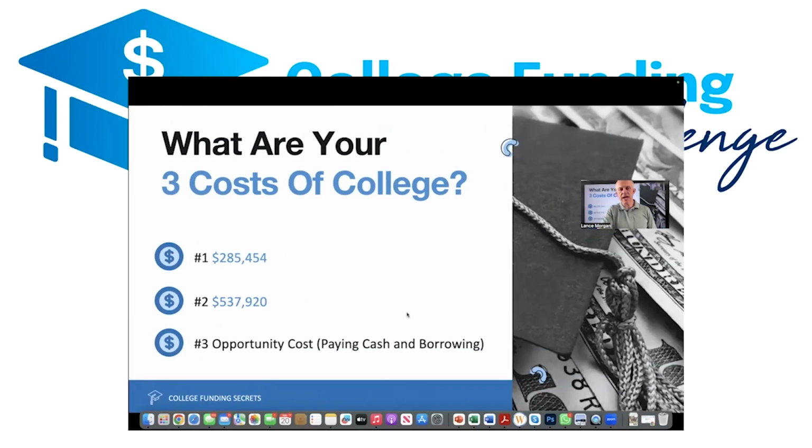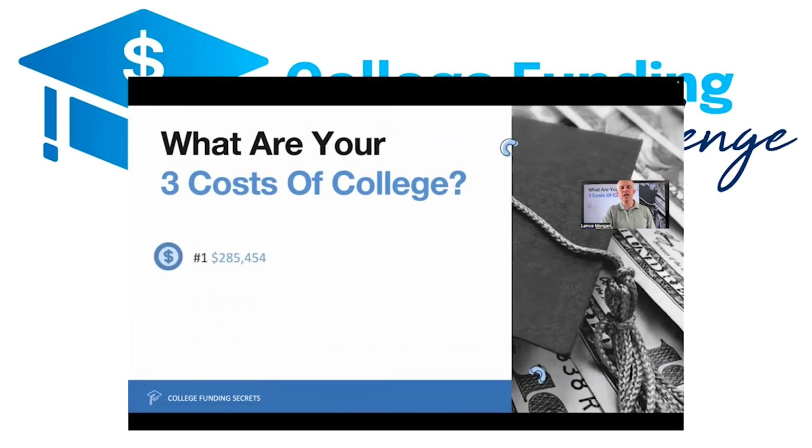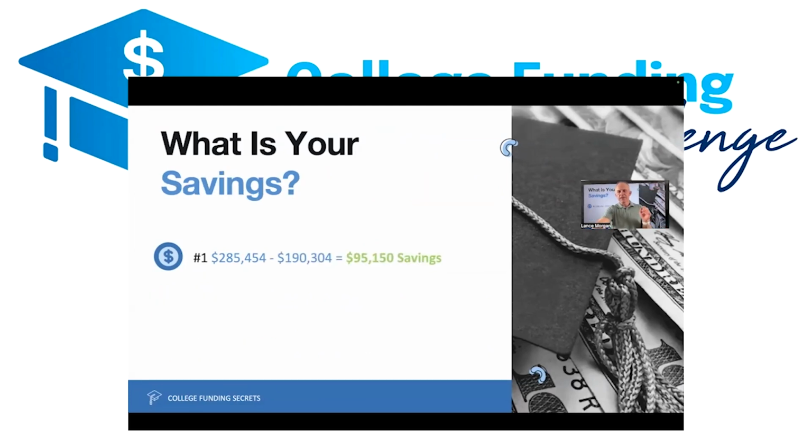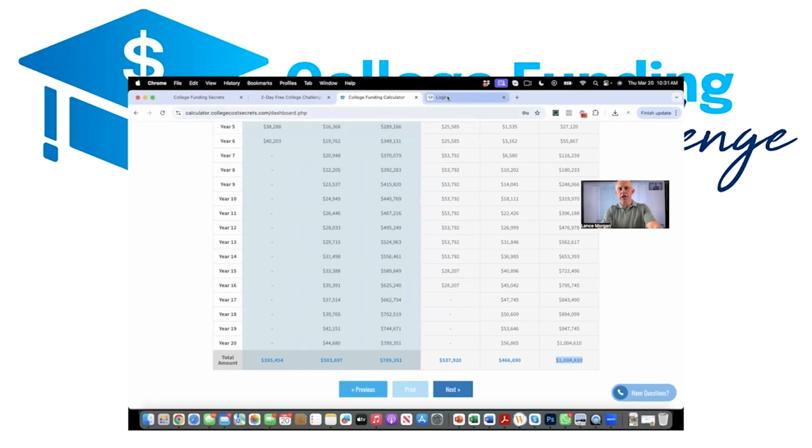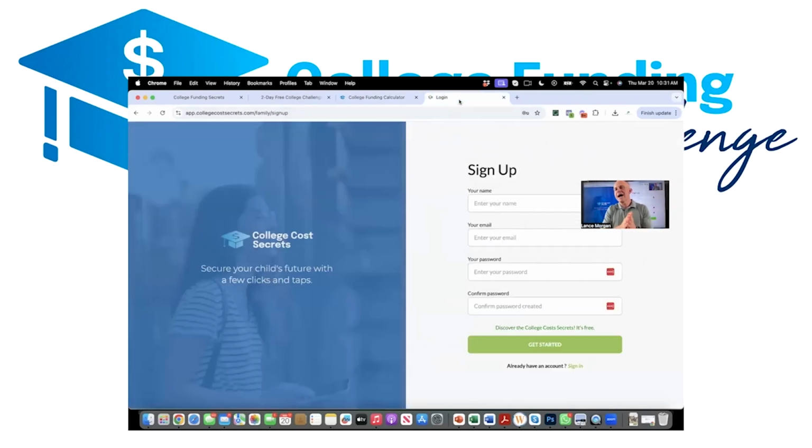So if I come over here, my opportunity cost is $1 million. Now I have my three costs. The first thing we need to do is shave off secret number one. Here's how we're going to do it. We're going to go over to my college cost secret software.